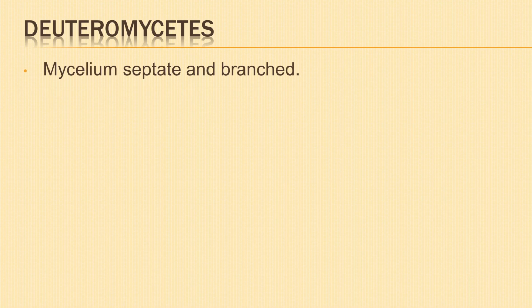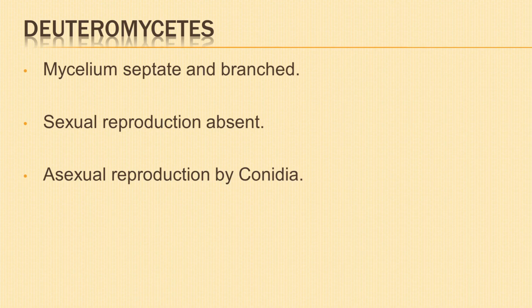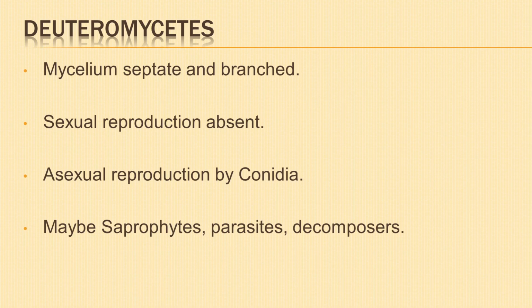Let's take up Deuteromycetes. The mycelium is septate and branched. They are known as fungi imperfecti because sexual reproduction is either absent or not reported. Reproduction occurs only by asexual method by the fusion of conidia. They may be saprophytes or parasites or decomposers and help in cycling of minerals.